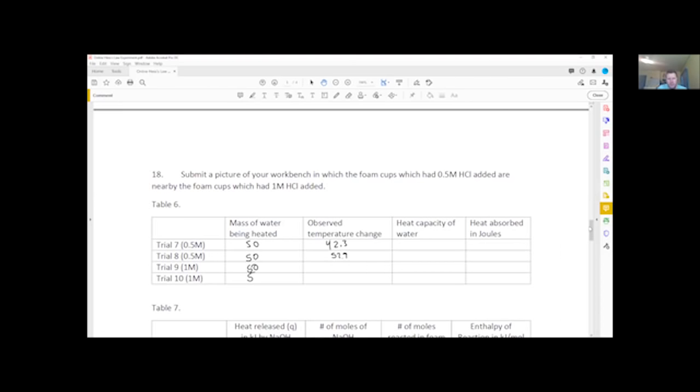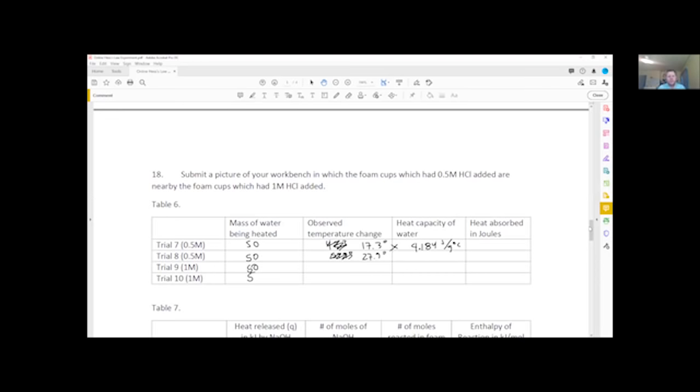52.9 degrees Celsius. Okay, well, I'm doing that wrong. Okay, what was my temperature change? It went from 25 to 42.3, so that's a temperature change of 17.3 degrees Celsius. For 52.9, that's a temperature change of 27.9 degrees Celsius. My heat capacity of water is 4.184 joules per gram degrees Celsius.